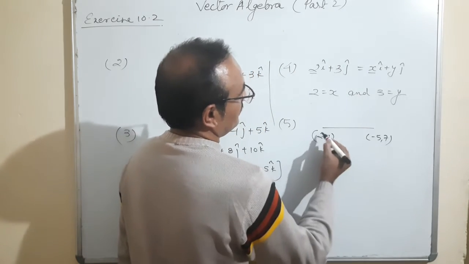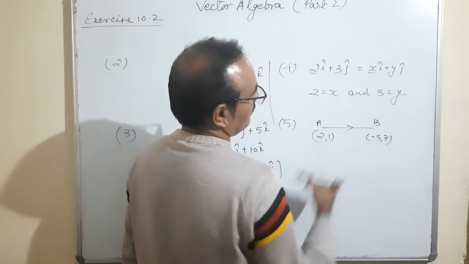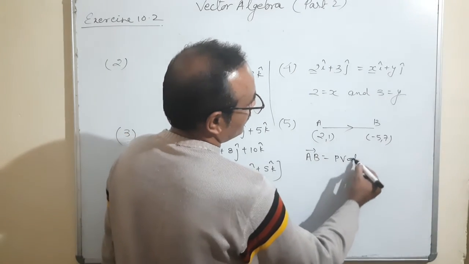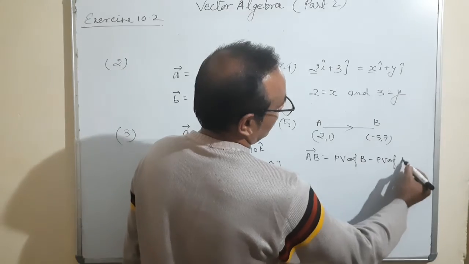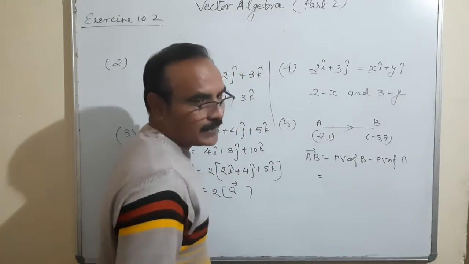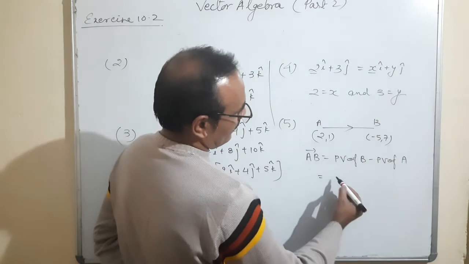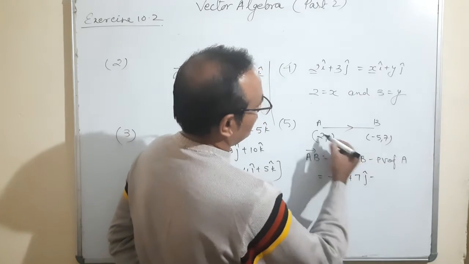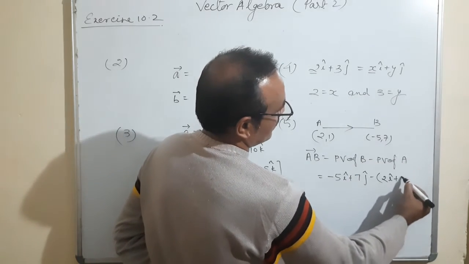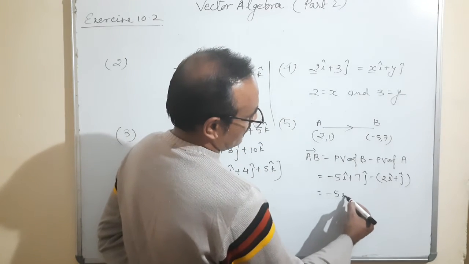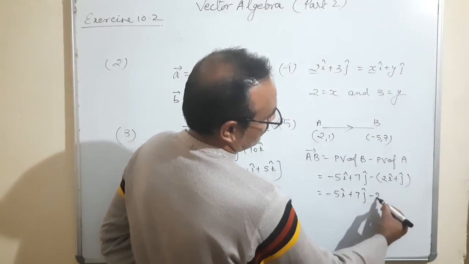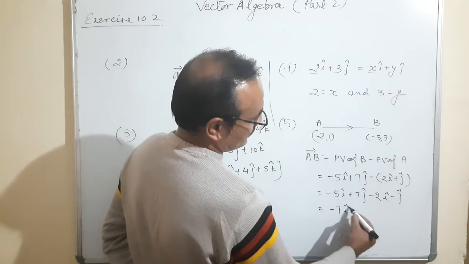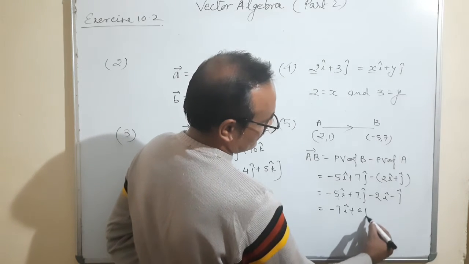-5, 7. There is A, there is B, vector AB. So vector AB is equal to position vector of B minus position vector of A. Position vector of B, what should I write here? Because there are two terms, how to vectorize this term? -5i plus 7j. Position vector of A, 2i plus j. -5i plus 7j minus 2i minus j. -5i minus 2i is -7i, plus 7j minus j is plus 6j.